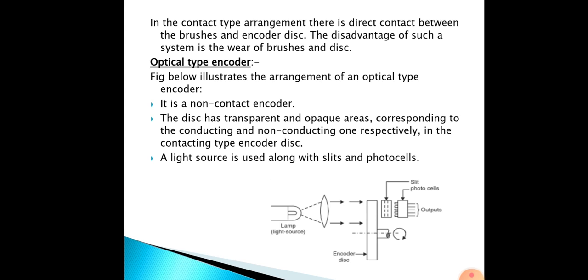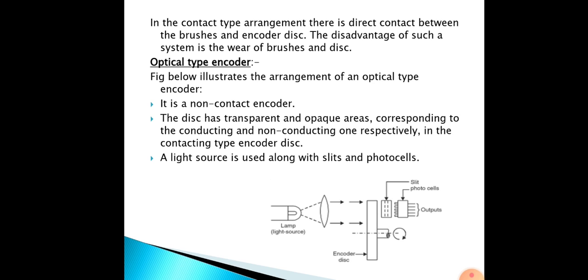In the contact type arrangement, there is direct contact between the brushes and the encoder disc. But the disadvantage is the wear and tear of the brushes. That's why we will now look at the optical type encoder, which means there will be no contact. So here it is a non-contact encoder, you can see in the diagram.